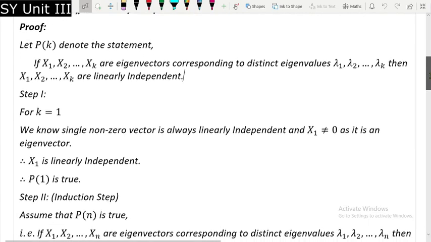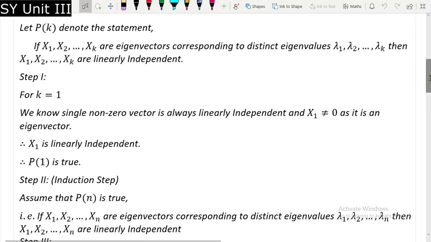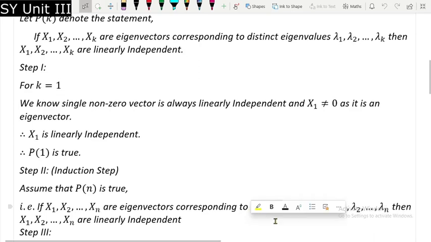In the induction step, we are going to assume that P of n is true. The meaning is, if x1, x2 up to xn are eigenvectors corresponding to distinct eigenvalues lambda 1, lambda 2 up to lambda n, then these eigenvectors are linearly independent.